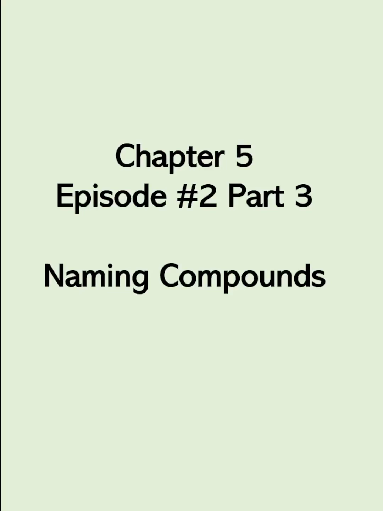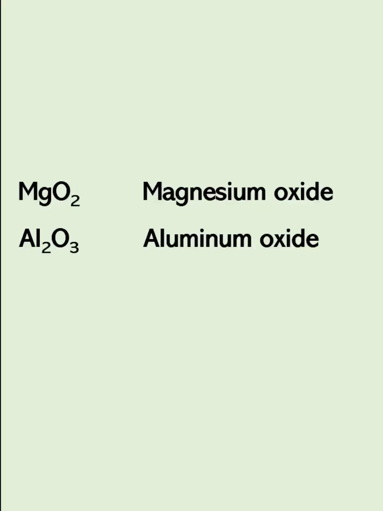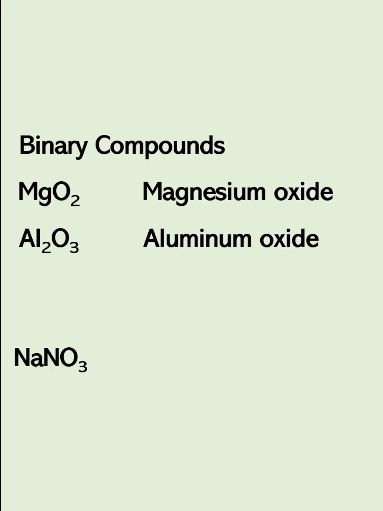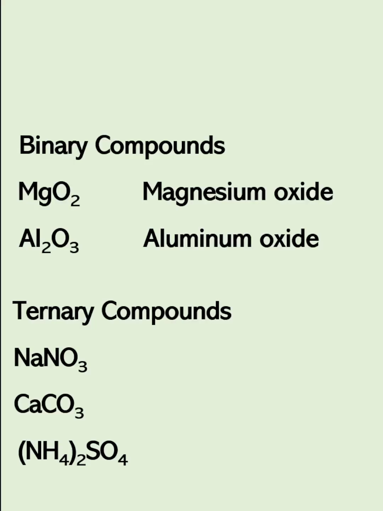This is chapter 3 of our discussion about naming compounds. Now, these are the chemical formulas from the previous one. These compounds, by the way, are binary compounds. They are composed of only two elements. Now, how about for more than two elements? We call them ternary compounds. These compounds are made up of at least three different elements.